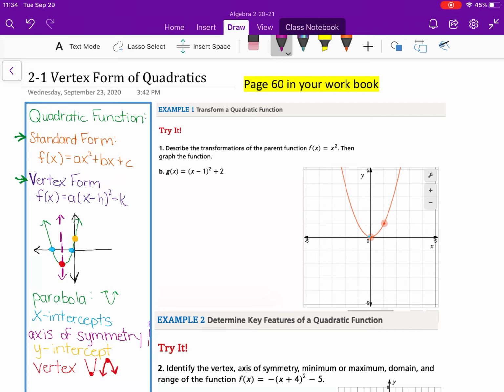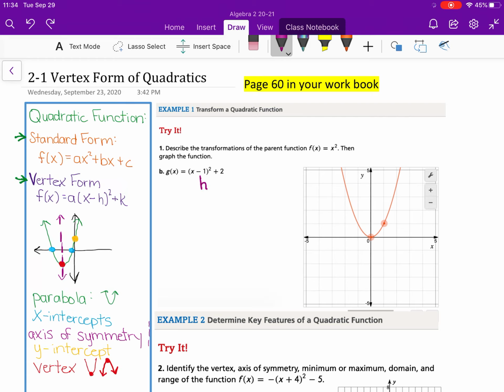Your first example says describe the transformations of a parent function and then graph the function. Remember, you can always use Desmos to graph. So if you're struggling with the graphing aspect, open up Desmos, no problem. But these are not too difficult to graph on our own.